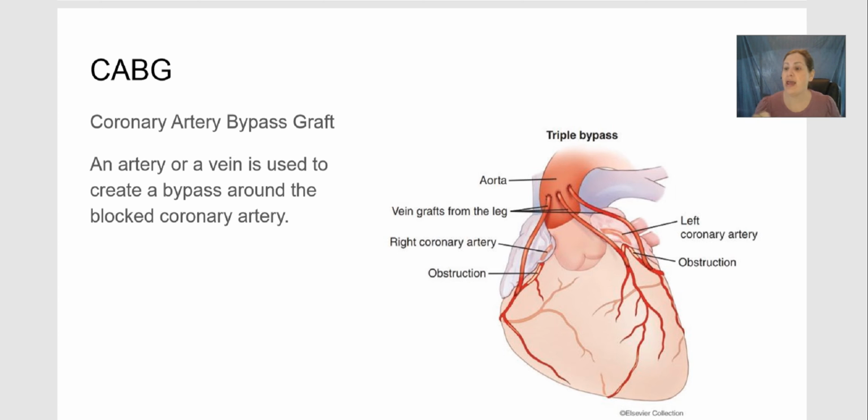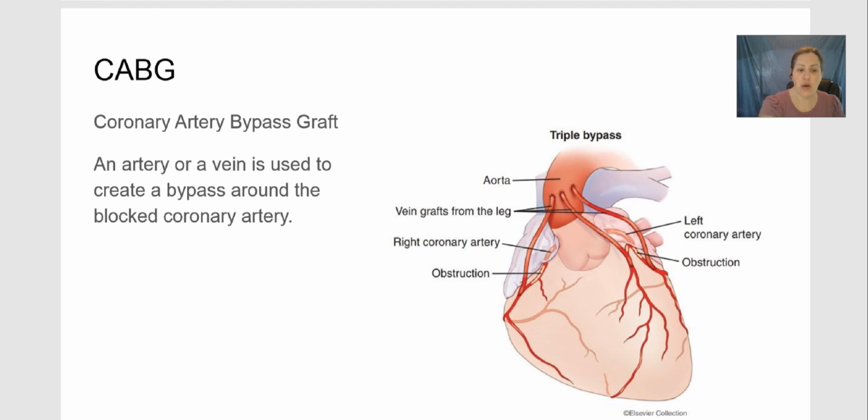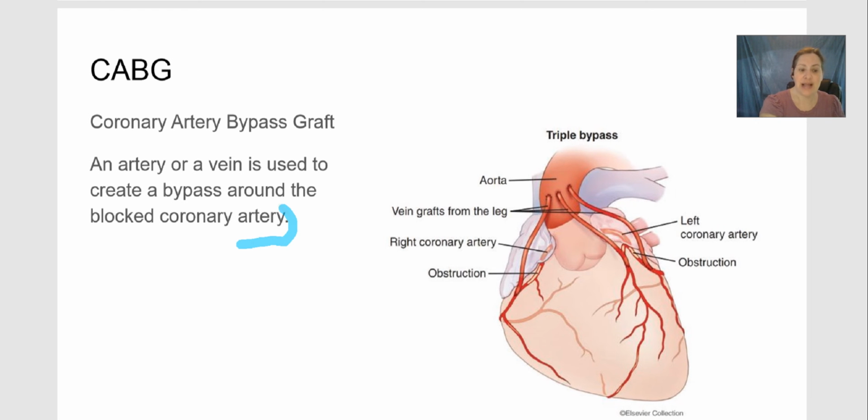So when we create this bypass, we have to go get either an artery or a vein from somewhere else in the patient's body. Even though it's always an artery that we're bypassing, we use either an artery or a vein to do the job, okay? When I was learning this, I got tripped up because I would get confused. If we're doing an artery bypass, where does the vein even come in? The vein is the structure we're using to do the bypass.